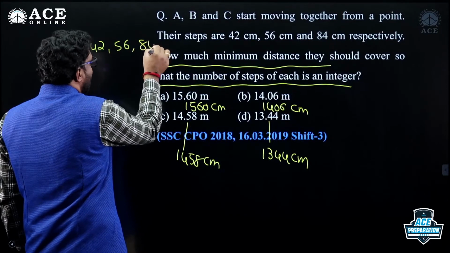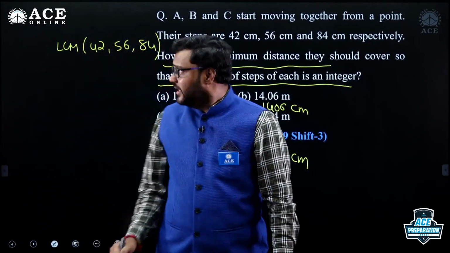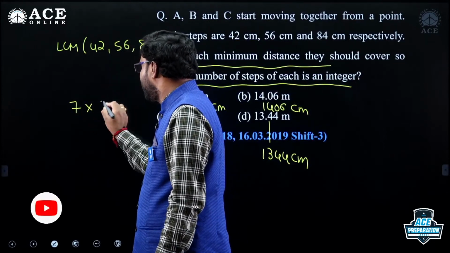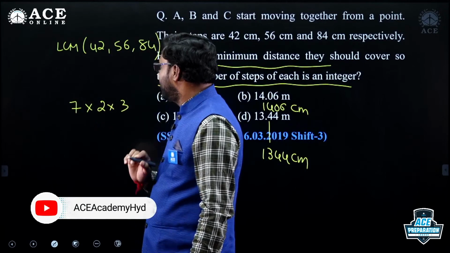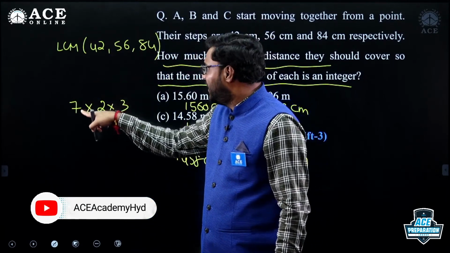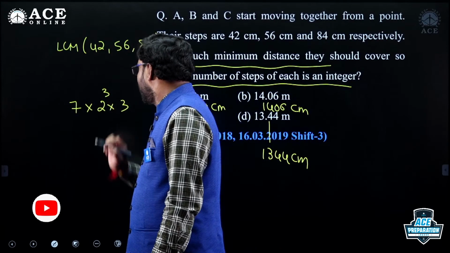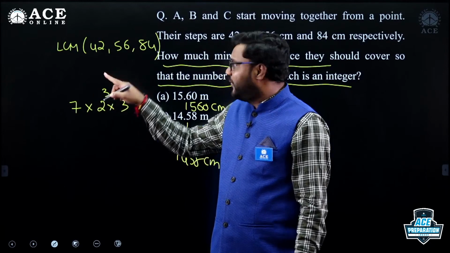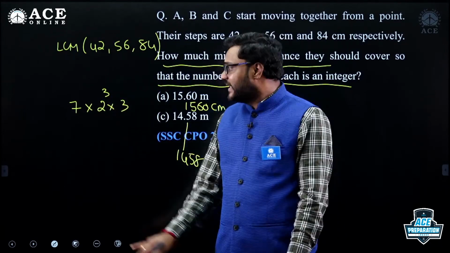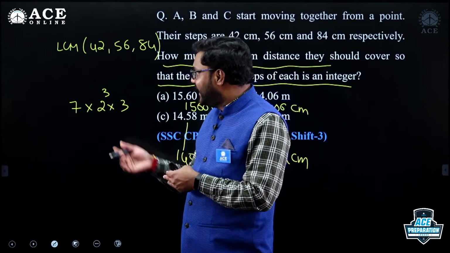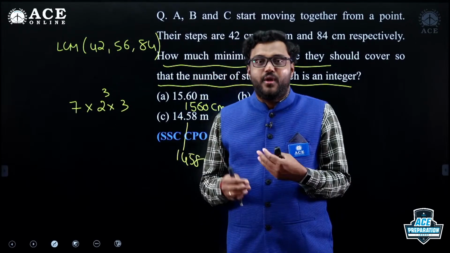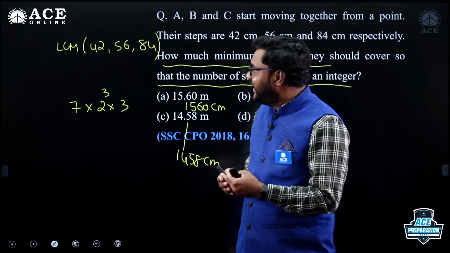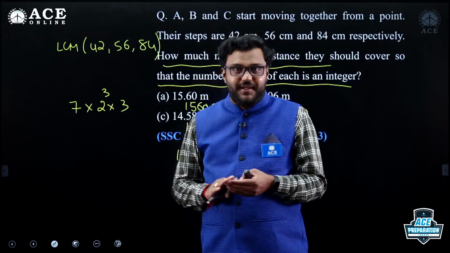So guys, 42 is 7 into 6. 6 is 2 into 3. So 2 into 3 into 7. 56 means 7 into 8. 7 is already there. 8 means 2 cube. 84 is 21 into 4. 4 is already there. 21 means 3 and 7, also covered. So that's it. This is how you can speed up and write the numbers for LCM while doing more and more practice, my dear friends. Yesterday's session, today's session, within 2 sessions, you may get the idea how to write the values directly here.